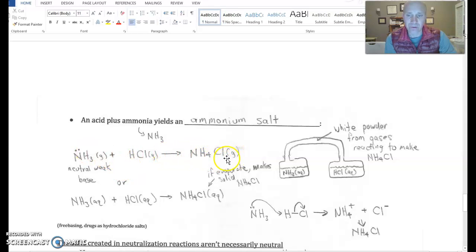Actually, I made one mistake right here. I said G right here. That should actually be S, ammonium chloride. If the gases are combining with each other, that would make this as a solid.